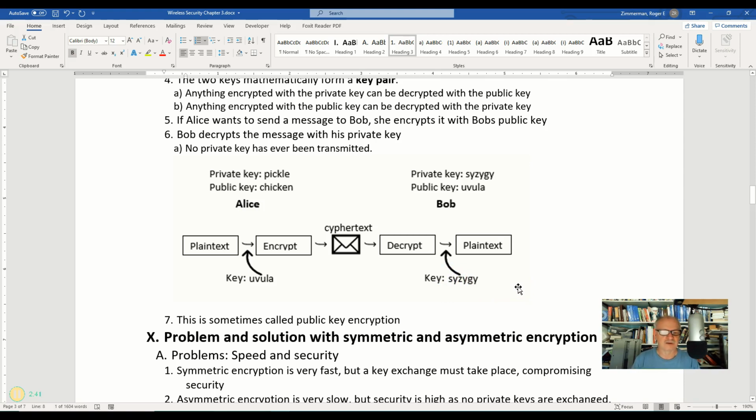Bob doesn't have to share it with Alice in any way, and now we get past that problem we had with the symmetric key, where we had to somehow send a private password or a private key from one side to the other. We don't have to do that with asymmetric encryption. And by the way, this is sometimes called public key encryption. So when you see that term again, that's a technical term to represent asymmetric encryption.